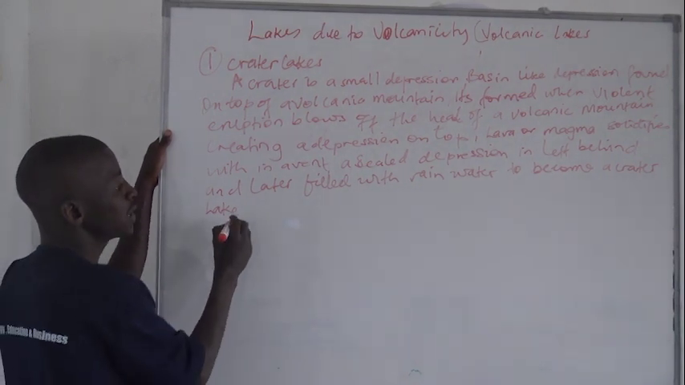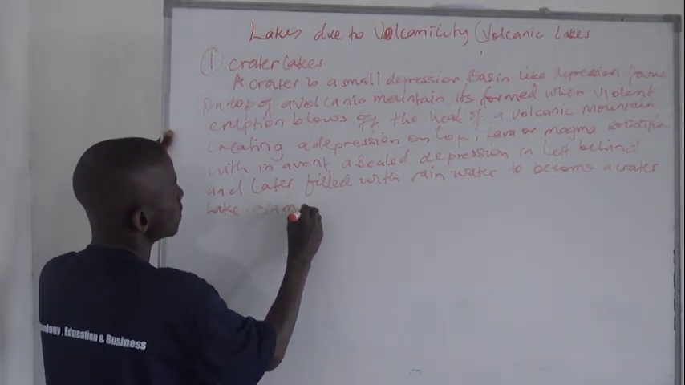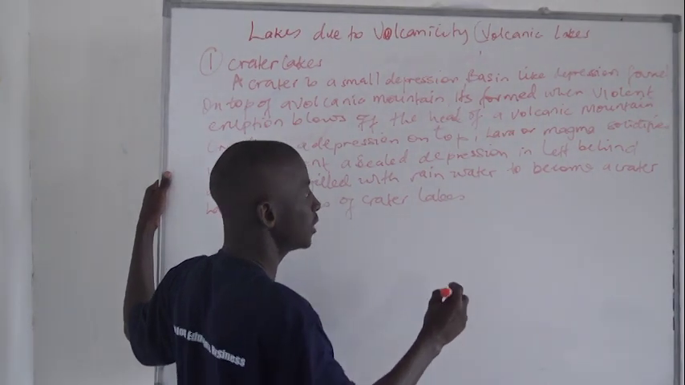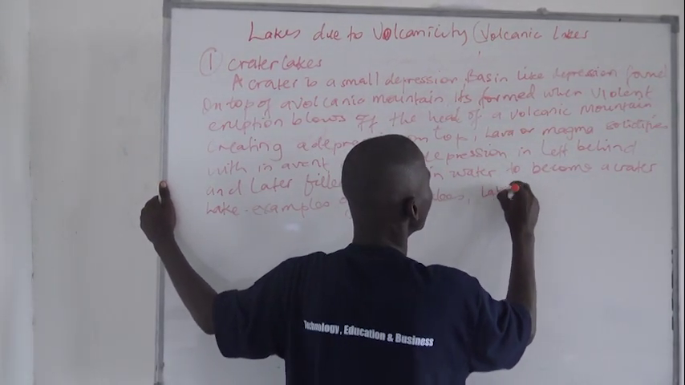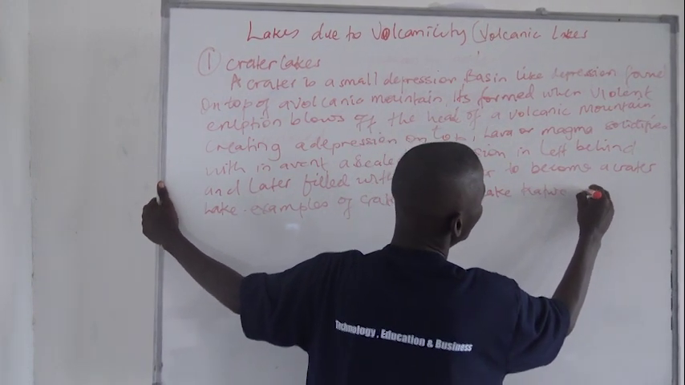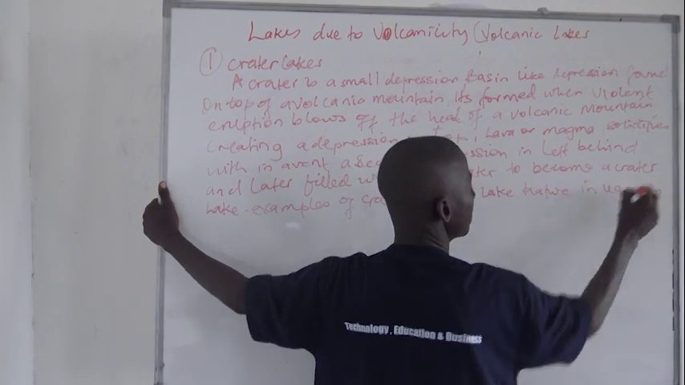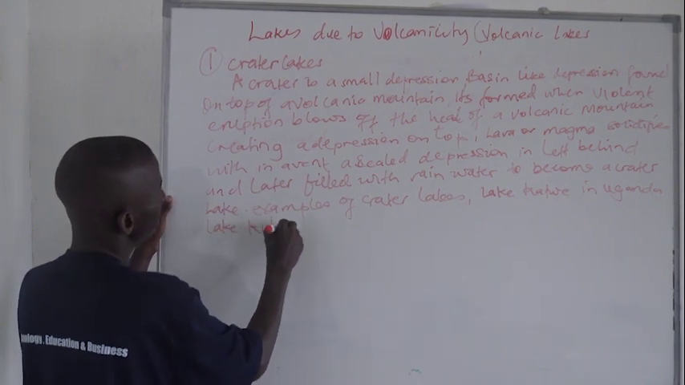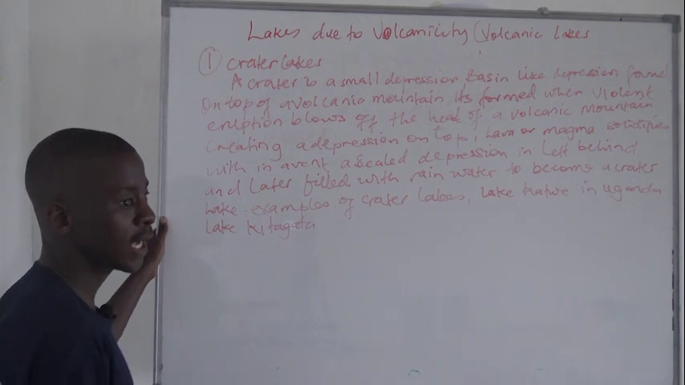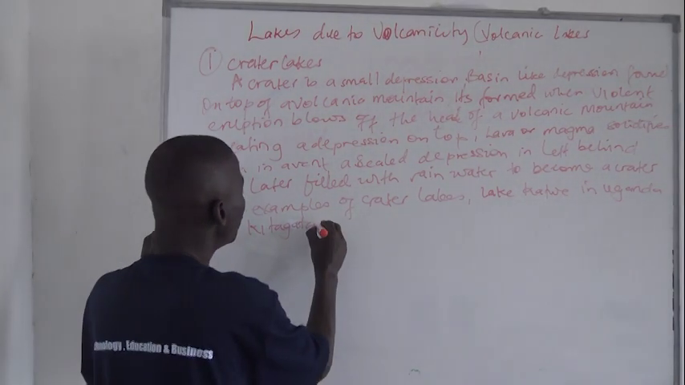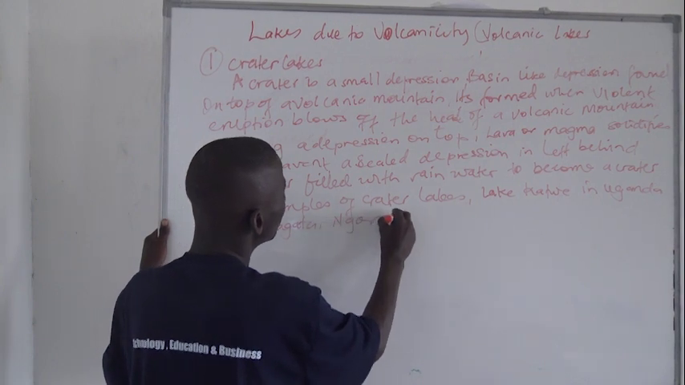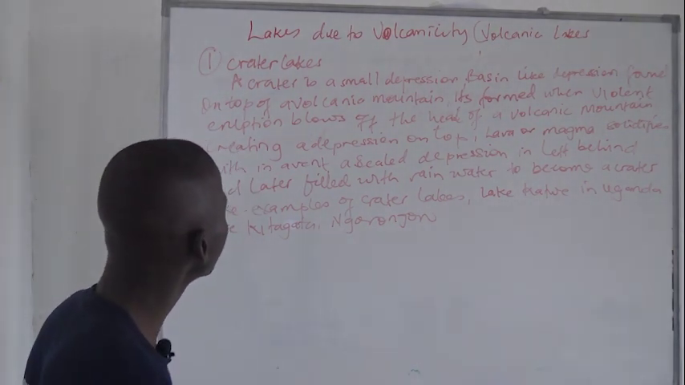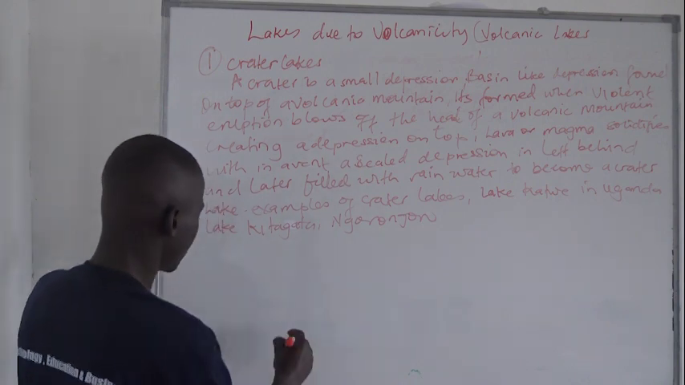So in East Africa, examples of such crater lakes are where we have our Lake Katwe in Uganda, Kitagata, and the Ngorongoro crater. So those ones are crater lakes.